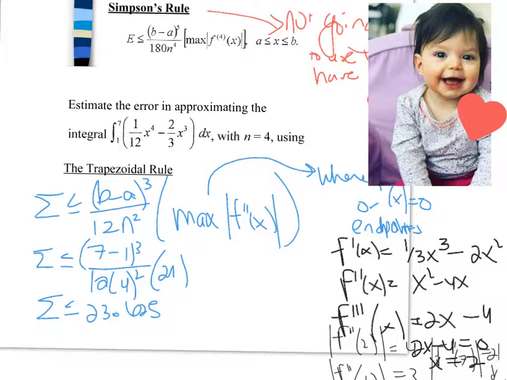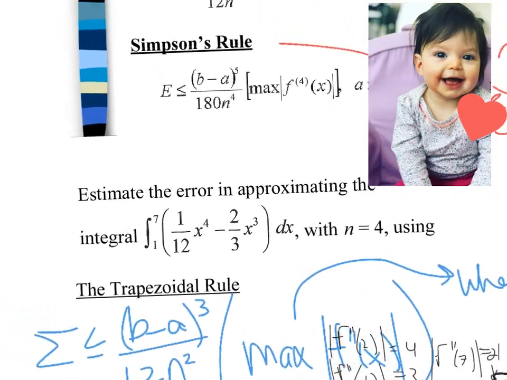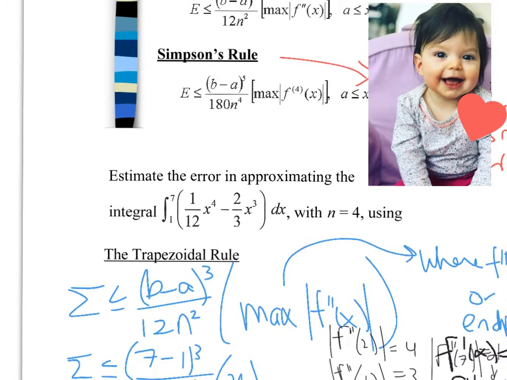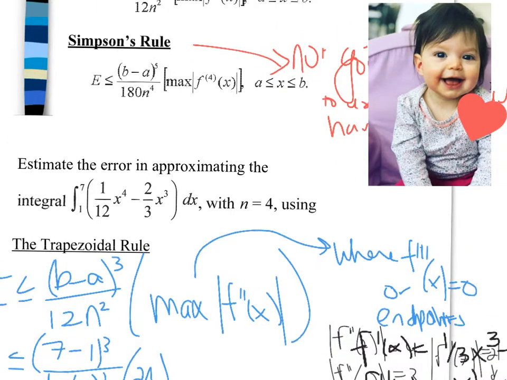So we're going to use our first example as 1/12 x to the fourth minus 2/3 x cubed with n equals 4. So we're going to use the formula: the error is less than or equal to (b minus a) cubed over 12n squared, times the parentheses inside that, which mean the max of the absolute value of the second derivative.